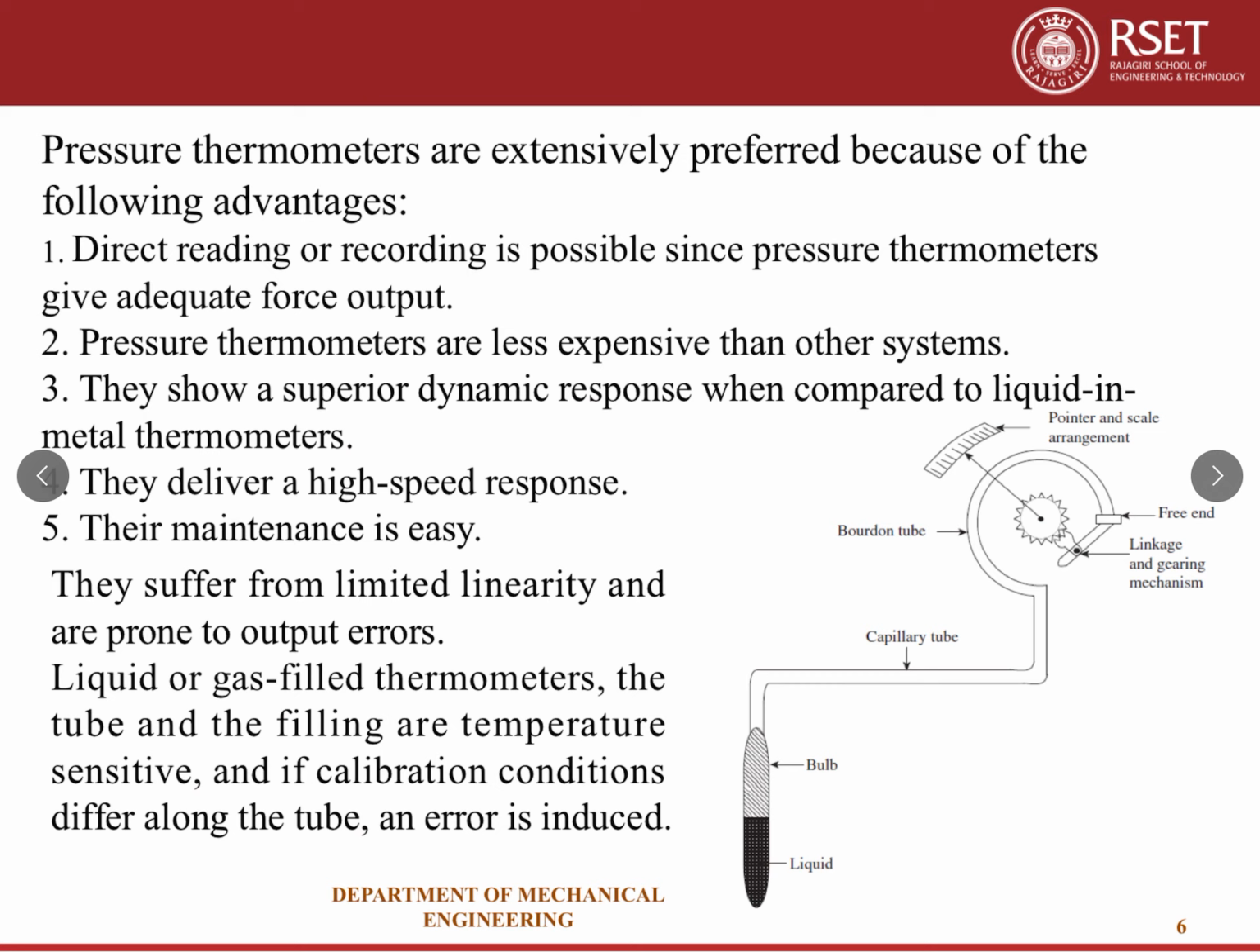So when temperature varies, when we keep a body whose temperature is to be measured in contact with this bulb, the pressure of this gas or liquid will change, and as a result, this Bourdon tube will deflect, coil or uncoil, and it will move this needle so that we can measure the pressure.